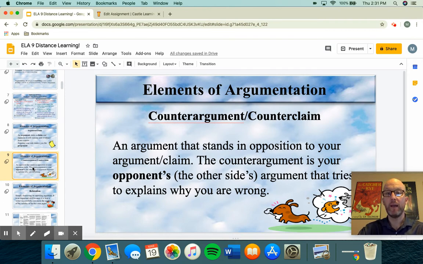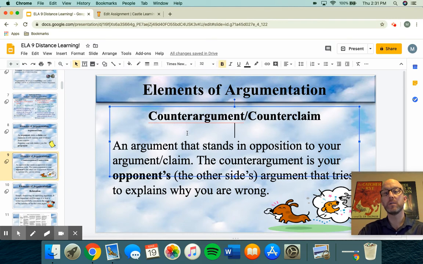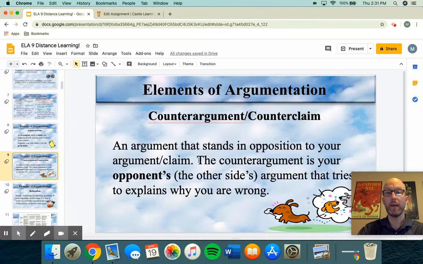We also have to have what we call the counter argument, the counterclaim. You can't just say that, I mean, you can, but it's not going to be very good, that your side is the right side. You have to take into account the opposition, the opponent, because it will strengthen your argument if you already know where the opposing side is going to go and you explain why they are wrong. That's what you do in the counter argument, right? So you're going to need one of those as well.